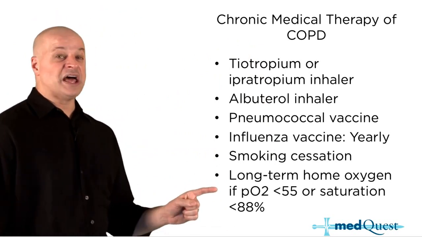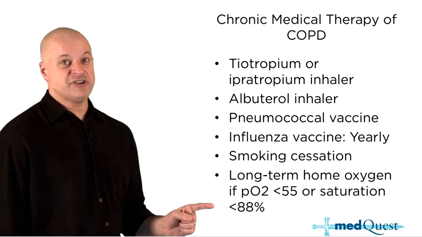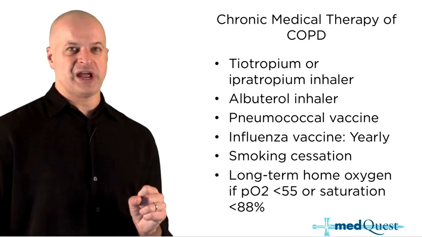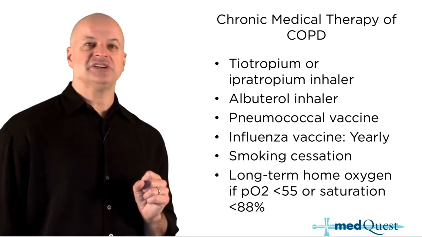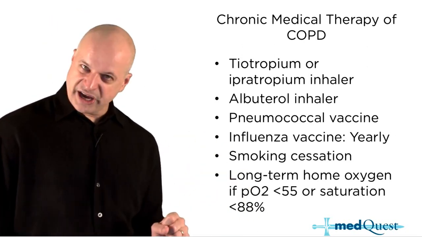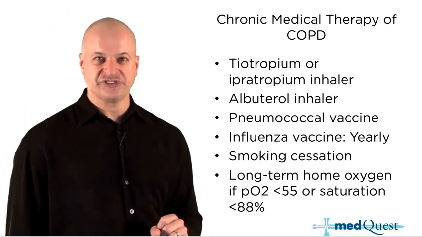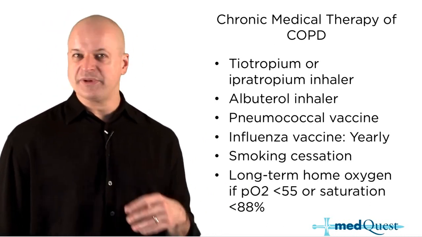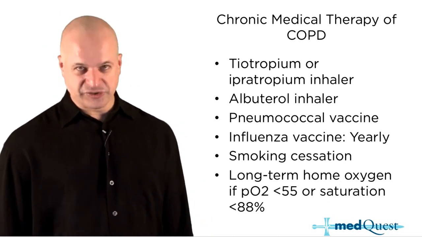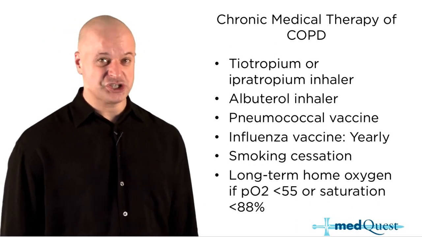So for long-term oxygen, this is the most stringent of the criteria: PO2 less than 55, saturation less than 88. However, if you have pulmonary hypertension, it's PO2 of 60, saturation of 90. If you have polycythemia, PO2 of 60, saturation of 90, you need oxygen. If you have any signs of illness, like pulmonary hypertension, polycythemia, right ventricular hypertrophy, PO2 less than 60, saturation less than 90%, that's who needs the oxygen the most.